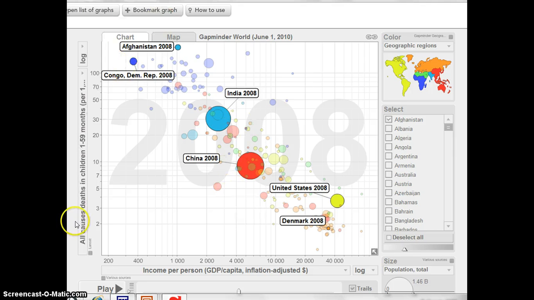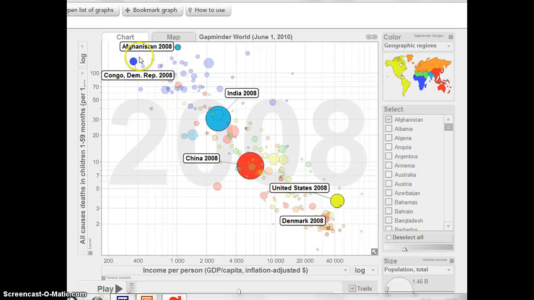Now, this isn't perfectly lined up with infant mortality rates. This is children 1 to 59 months, so that's almost 5 years old. But anyway, it still kind of gives you an idea of how high rates of young people are dying in some of these less developed countries.